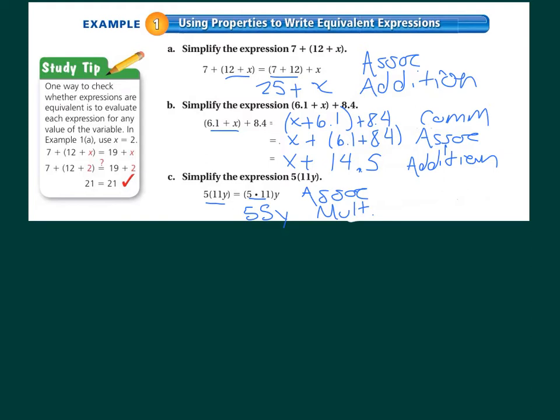So when you go to practice these on your own, you guys just look and see what they group together, because I'm guessing what they group together in your practice problems are not like terms. So when they're grouping things together, they'll do it like this: 12 plus x, those aren't like terms. 6.1 plus x, those aren't like terms. 11 times y, those aren't like terms. So what they want you to do is use those properties of addition and multiplication to move things around.